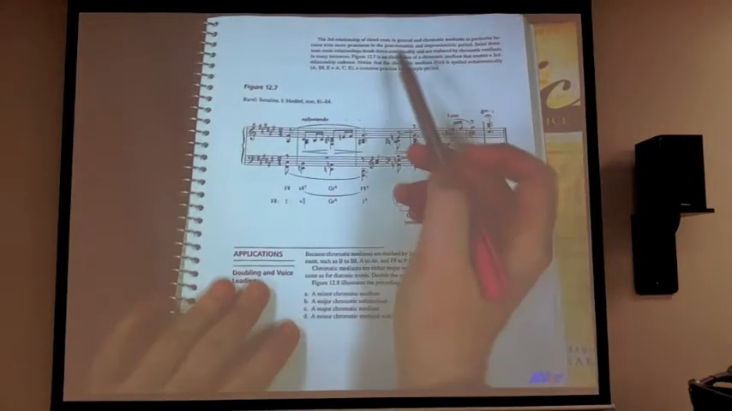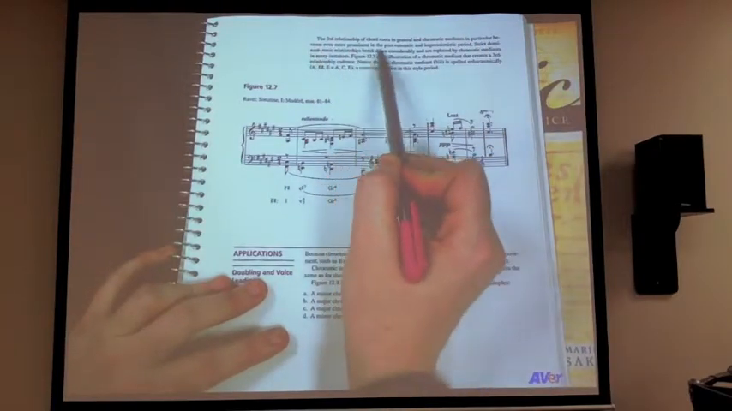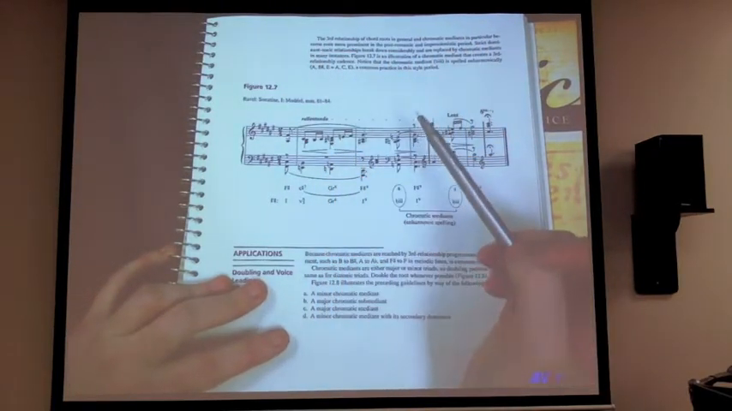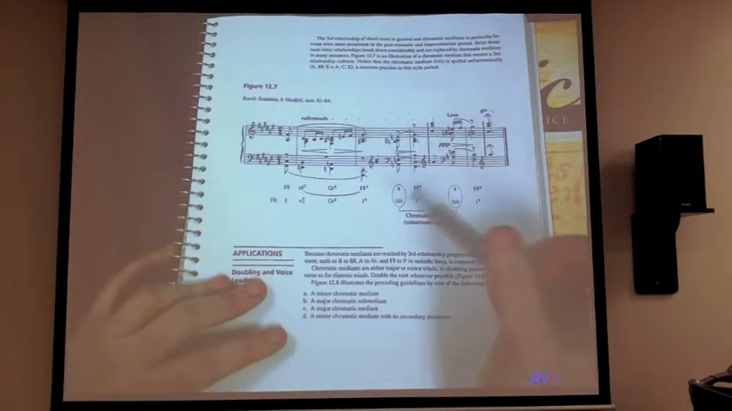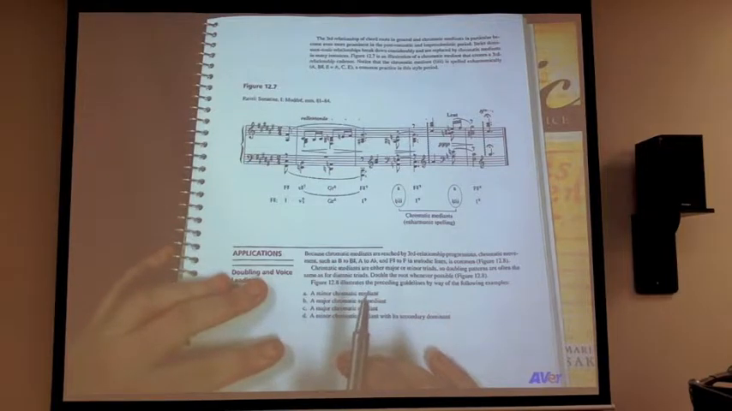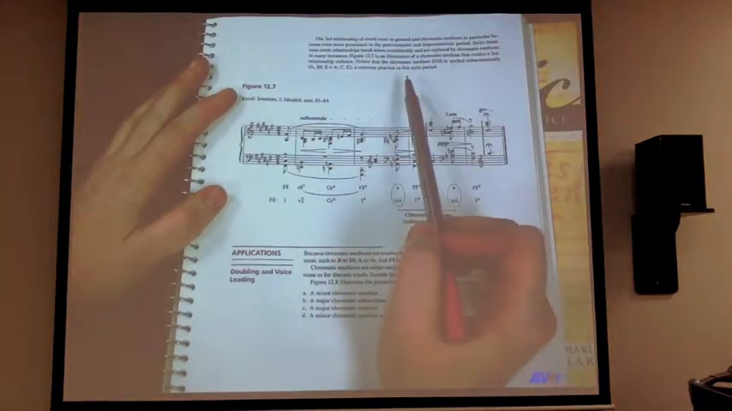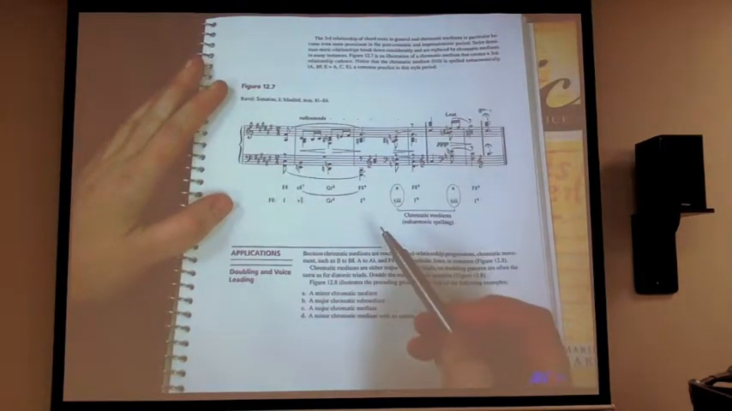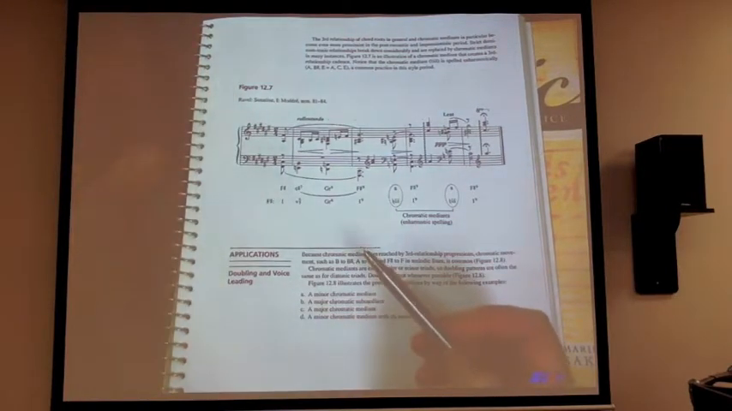So this 3rd relationship of chord roots in general and chromatic mediants in particular become even more prominent in the post-Romantic and Impressionist period. So Impressionists love this stuff. In the very, very late Romantic, if you're thinking like Wagner, early Stravinsky, early Schoenberg, before they went full serialist and primitivist and all that other stuff, they love this stuff. They're all over it. So most commonly you'll see it in late Romantic and early 20th century music.